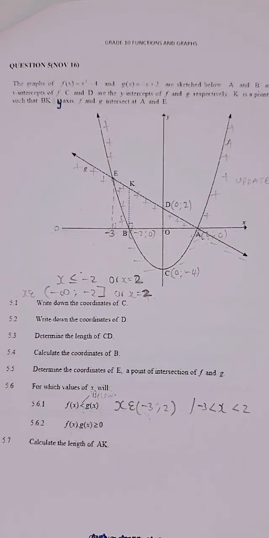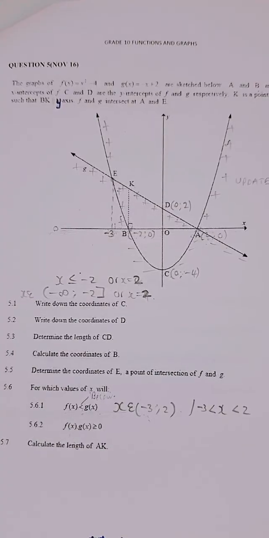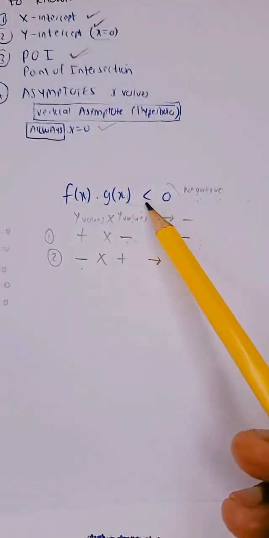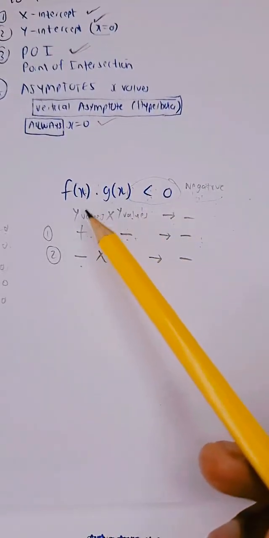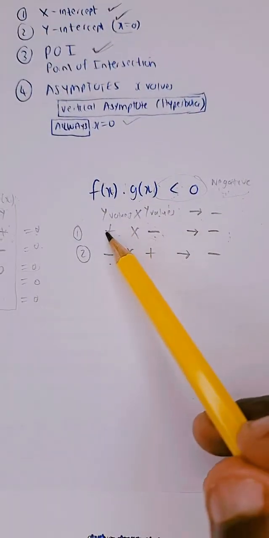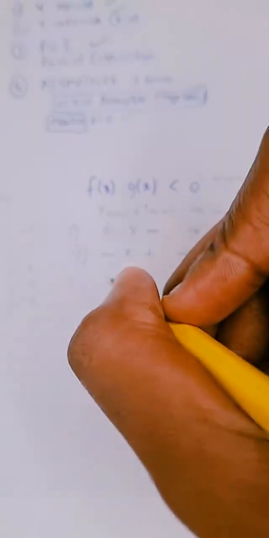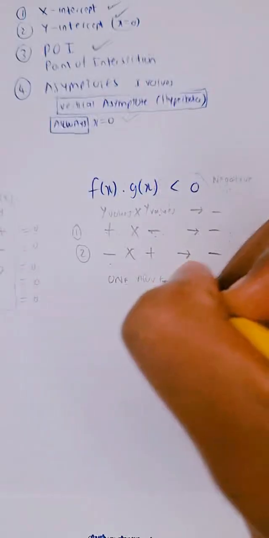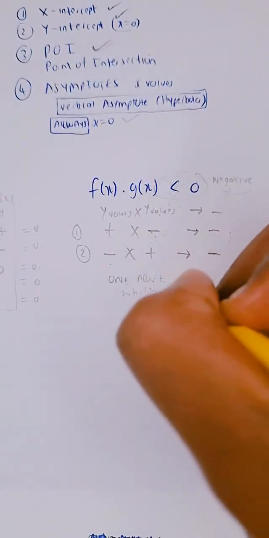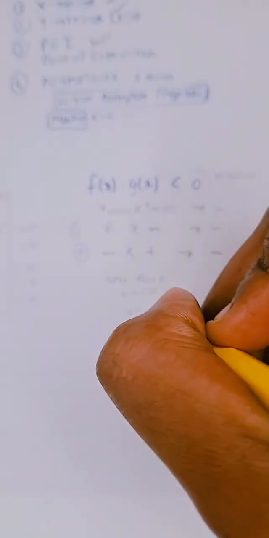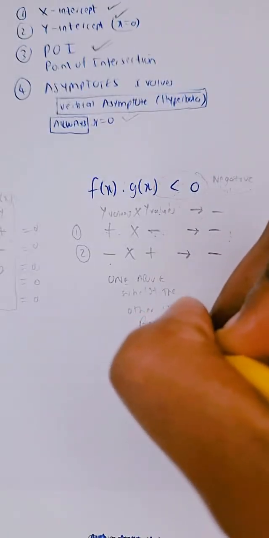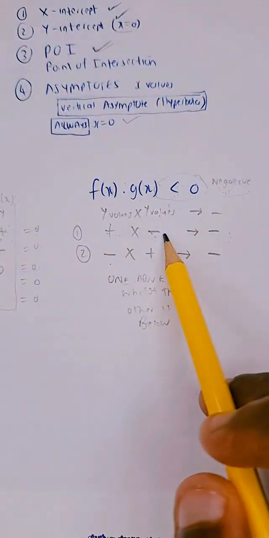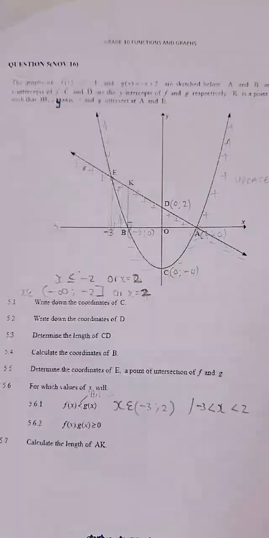So guys, I hope we see this. Had the question said where f of x times g of x is less than 0, then we would be looking at where one is positive and the other one is negative. In other words, we check where one is above whilst the other is below. That is basically what we are checking with this one: positive, negative, negative, positive.